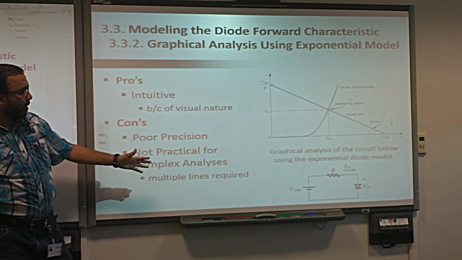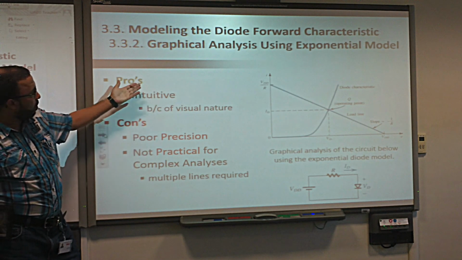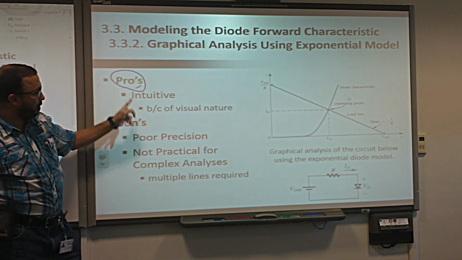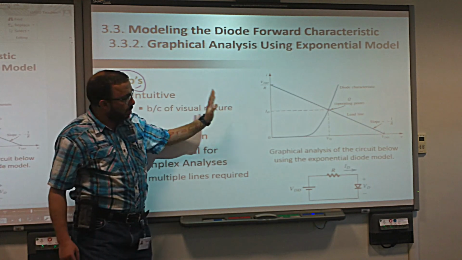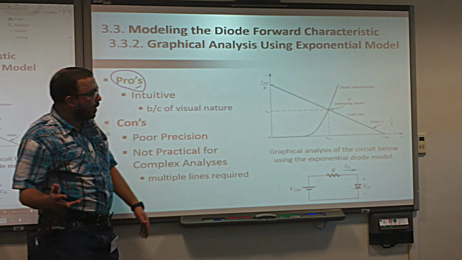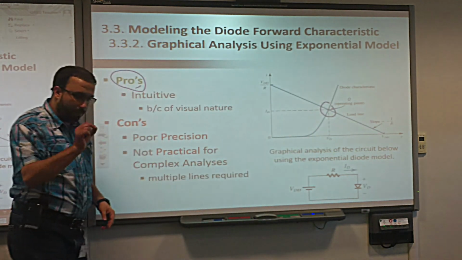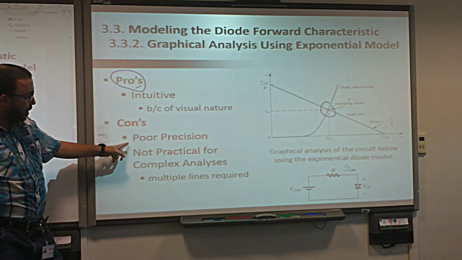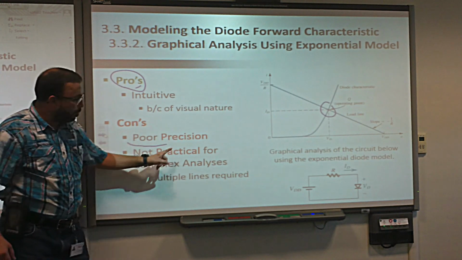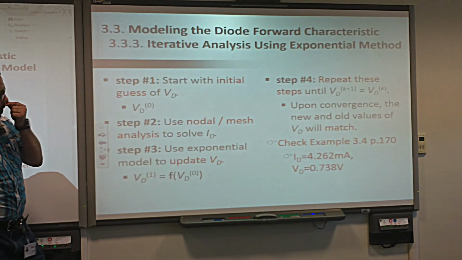The problem with this method is that, well, let's start with the good stuff, the pros. What is positive about it is that it is visual and natural. But the problem is that you have to draw. Everyone has his own way of drawing, and mistakes will happen. So this point cannot be really accurately found. So it's less precise, and also not practical if we have a big circuit. So this method, we will not use it most of the time.